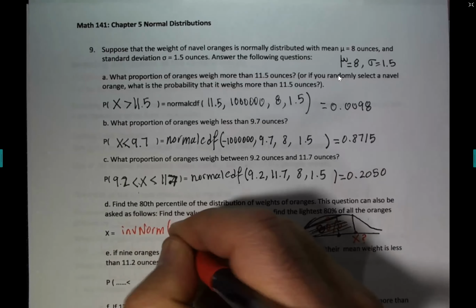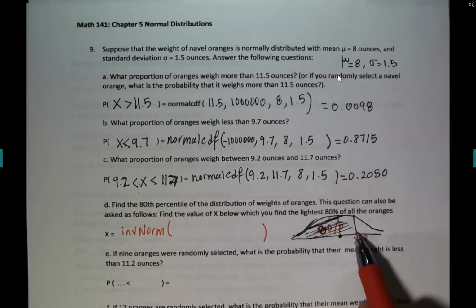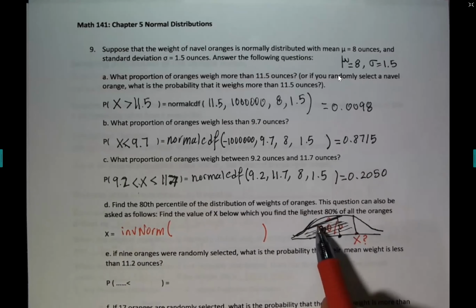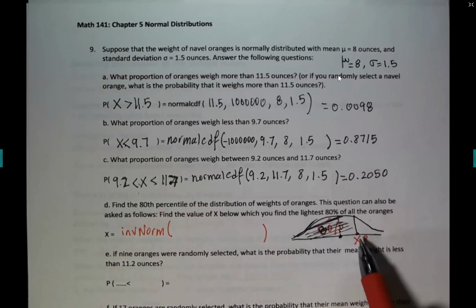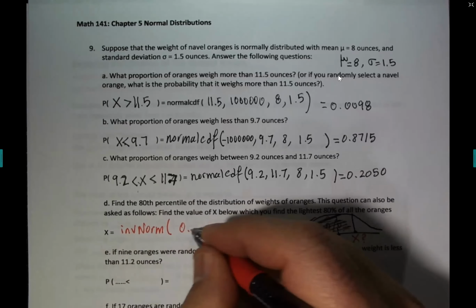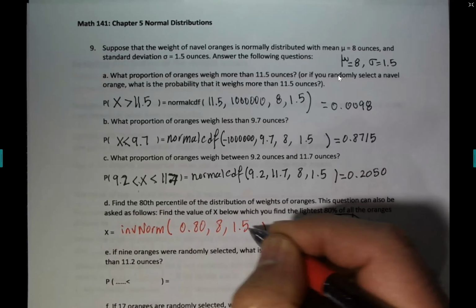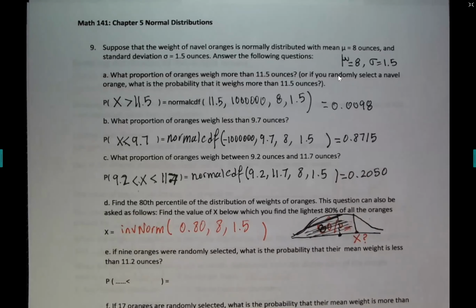And the inverse norm, guys, requires 3 arguments: area to the left of my target, mean, and standard deviation. Once he says 80th percentile, that means the area to the left is 80%. 70th percentile, the area to the left is 70%. So we already know what the area is. And you put 8 and you put 1.5. Let me show you how to use this.